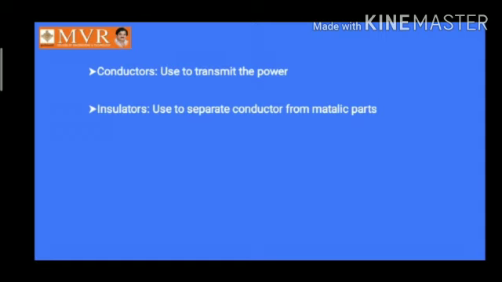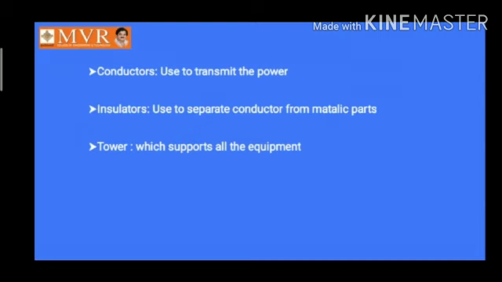Next, insulators. Insulators play a major role in electrical engineering, because without insulators, nothing will happen. To protect the live conductor, which is carrying power, separate, and so that it will not touch any other metallic parts, we need insulators. Insulators are made up of porcelain or glass or any other insulating devices.